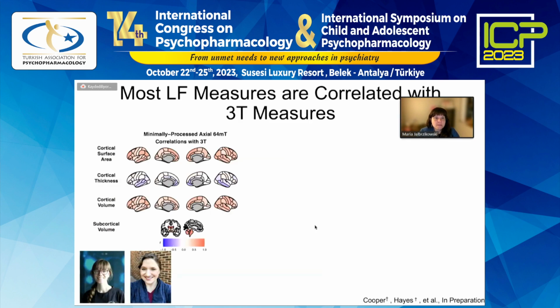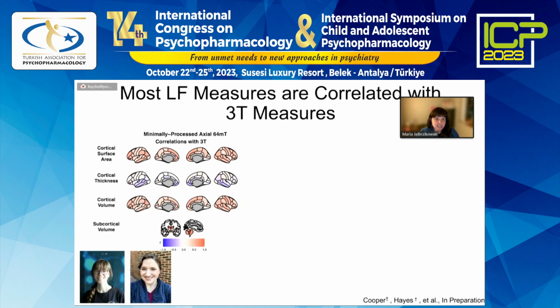And this is showing the correlation now of the low field measures with 3T measures. Now, this is with minimal processing and not with the repeated scans. And so the darker the red, the stronger, the more positive the correlation. So you do see that in cortical surface area and cortical volume, there's widespread moderate correlations between the 3T measures and the low field measures.